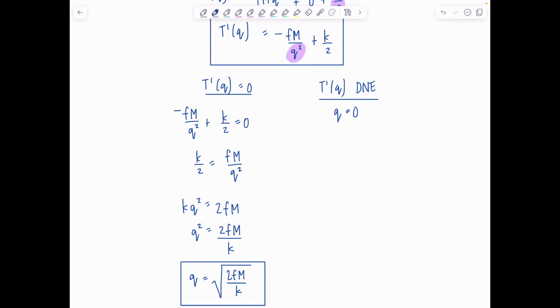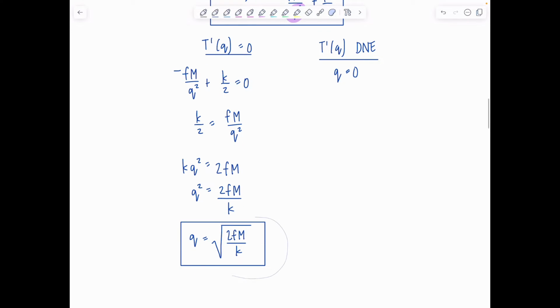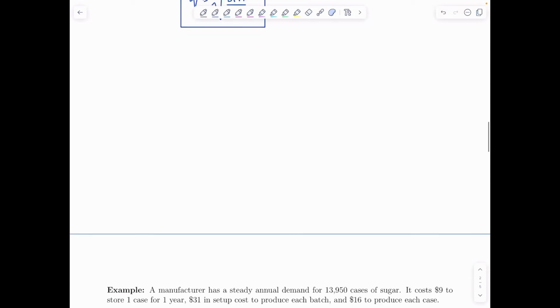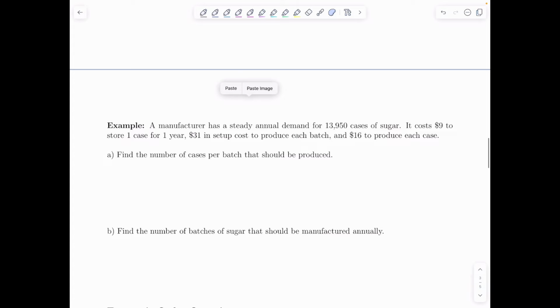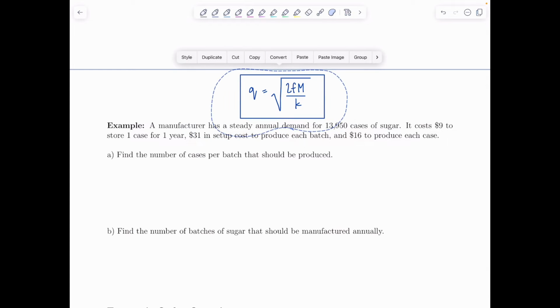Okay, so what we're going to do now is look at an example, and all of the other values like F, M, K, those are going to be given to us. So we're going to just use this result here in the next exercise. We don't have to rederive it from scratch, and feel free to do the same thing as you're working through your homework exercises and whatnot, okay?